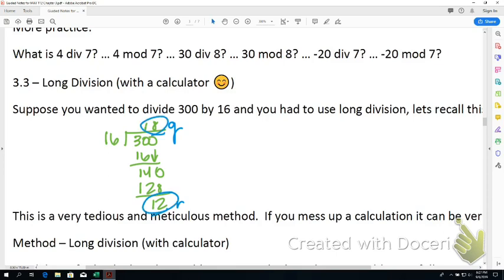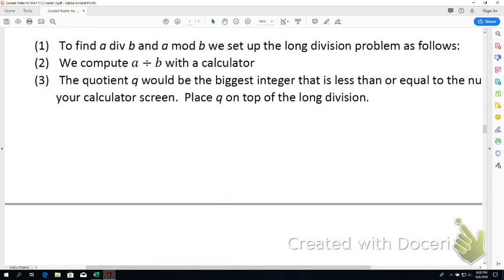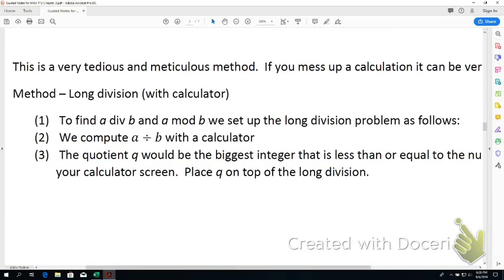So this is very tedious, and you have to be extremely meticulous. Like if you forget a number or multiply incorrectly, what's going to happen? You're going to mess up your calculations after that, which sucks. Okay? So we have a shortcut for this. We're going to talk about long division with a calculator. So let's look at these steps, and they're kind of broken up. So first thing you do is you want to think, we want to find a div b and a mod b, and we set up a long division problem to do that.